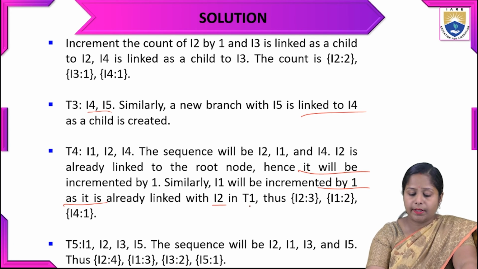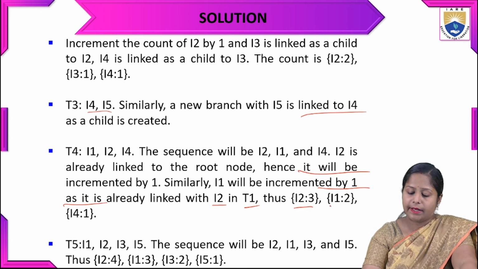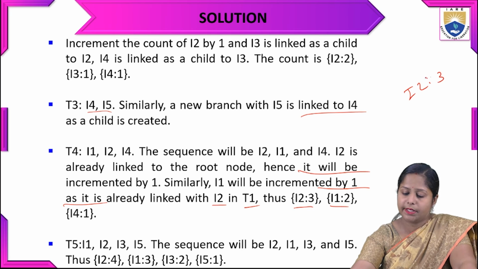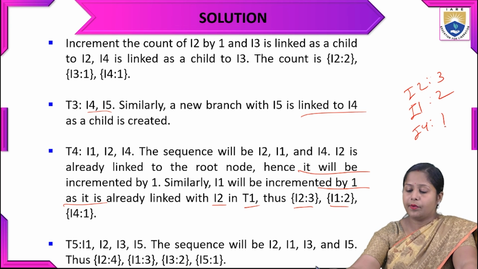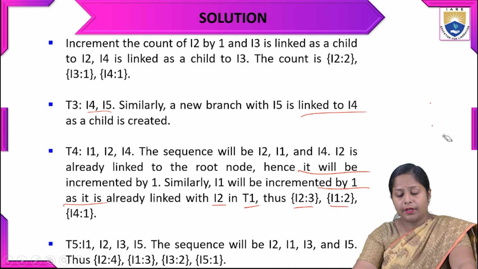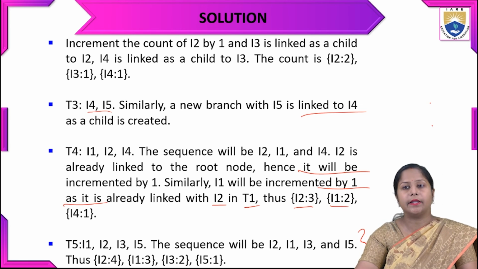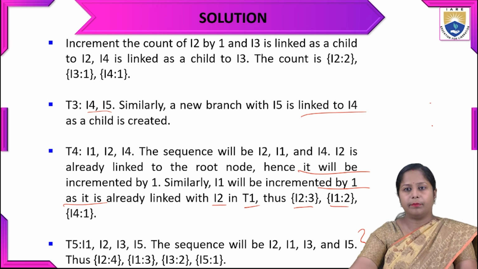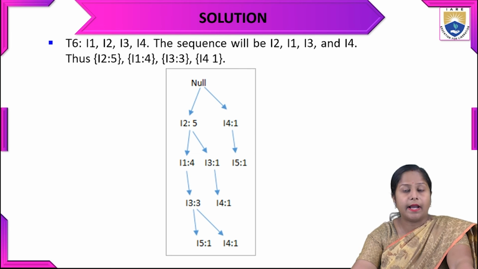So I2 is 3, because 3 times it has occurred. I1 has occurred 2 times, and I4 has occurred only 1 time. So for the 4th transaction, the numbers will be increased like that for each item. Now in the 5th transaction, I2, I3, I5 will be there. The sequence will be I2, I1, I3 and I5. Thus I2 will be 4, I1 3, I3 2 and I5 1 time. In the 6th transaction, I2, I1, I3 and I4 will be there.